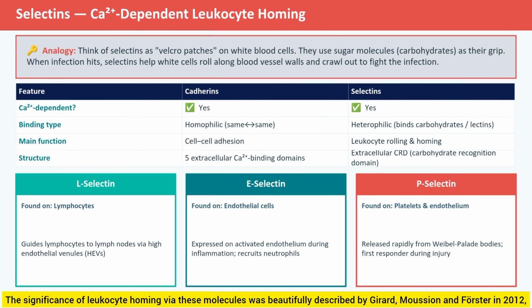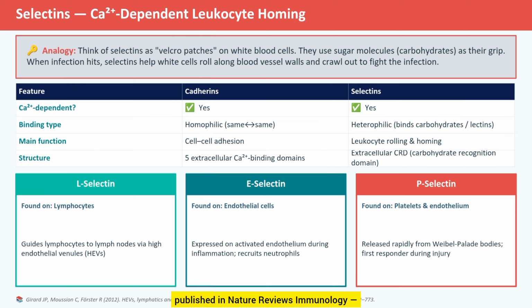The significance of leukocyte homing via these molecules was beautifully described by Girard, Moussion and Förster in 2012, published in Nature Reviews Immunology, a landmark paper on how immune cells traffic through lymph nodes using HEVs and lymphatics.